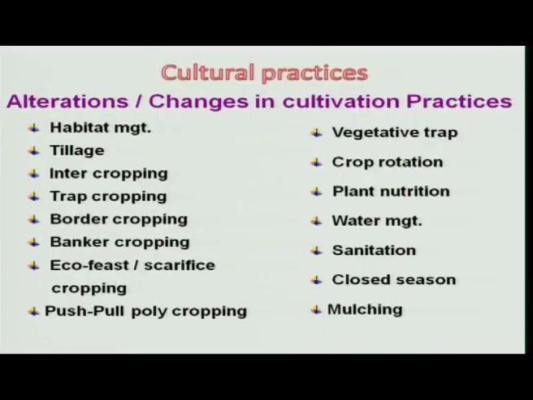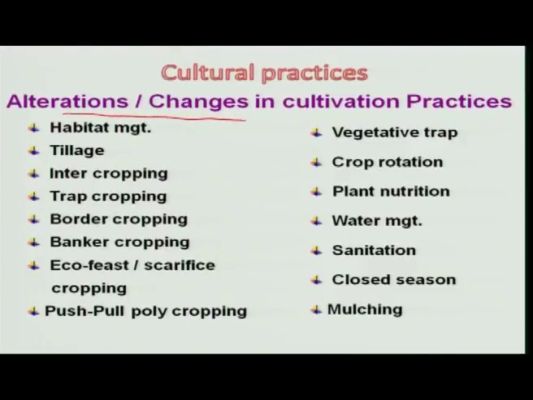Then, moving on to the most important methodology, that is the cultural practices or the agronomic practices. These are the practices which are mainly followed by farmers for improving crop productivity. They are simply alterations or changes in the cultivation practices which have an impact on the insect population.